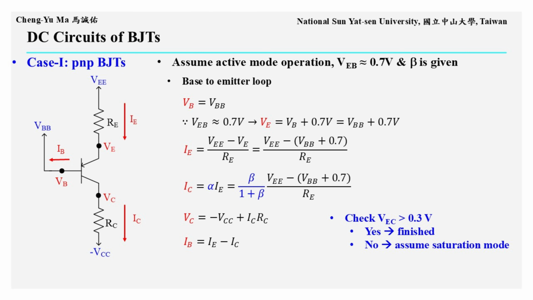Finally, we check whether VEC is greater than 0.3 volts. If VEC is greater than 0.3 volts, then the active mode assumption is correct and the analysis is complete. If not, the assumption is wrong, and we need to reanalyze the circuit by assuming saturation mode.